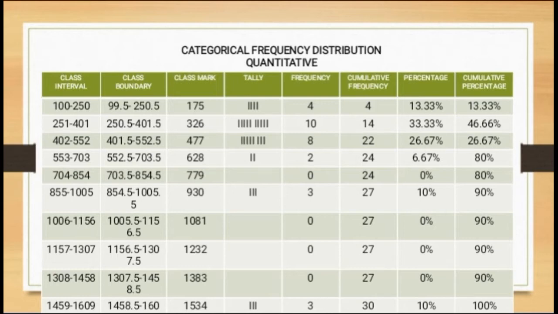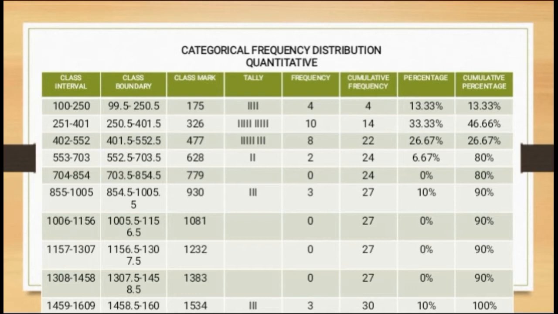Cumulative frequency. We just copy the first frequency, then add the next frequency of 10, then the result is added again to the next frequency, and we do it until the last number, or the sum.